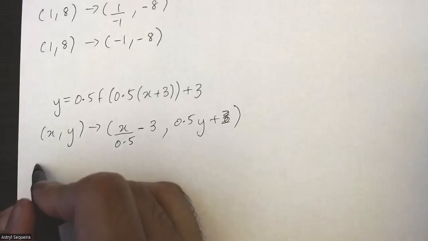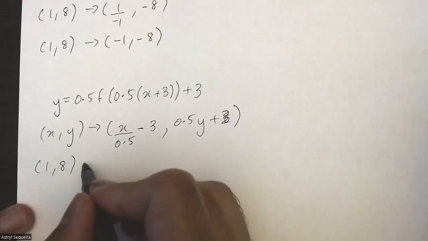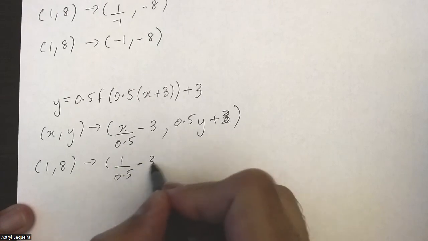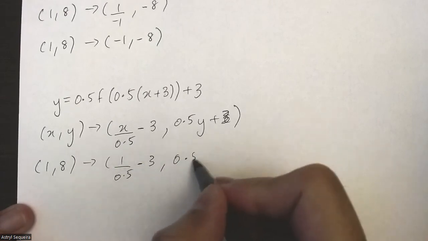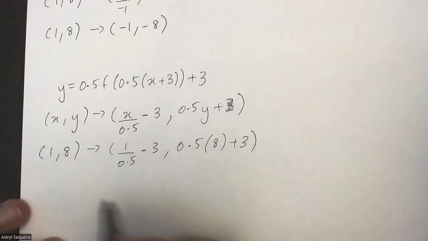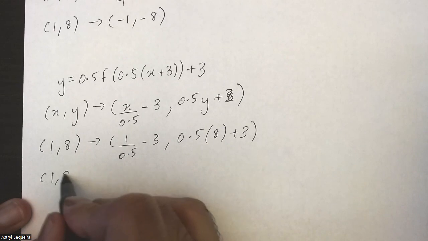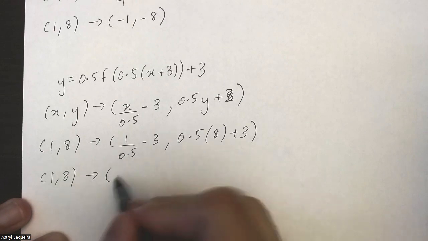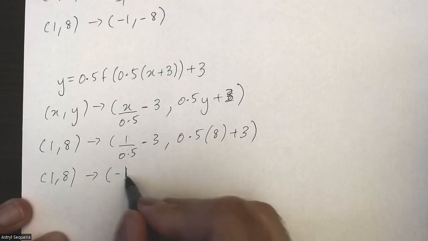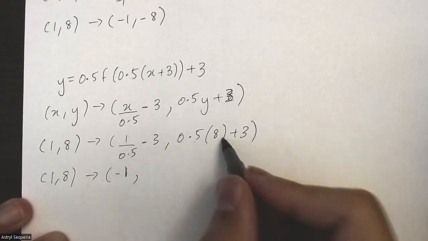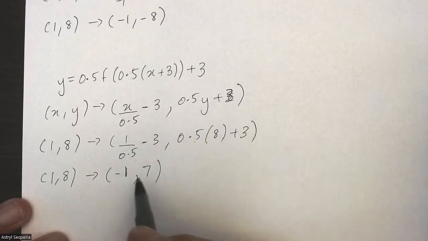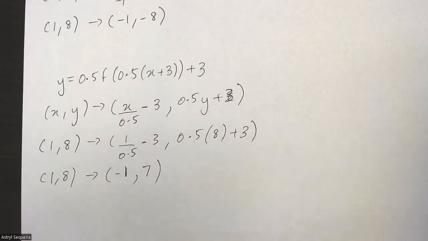Now I can just sub in my points. So (1, 8) gives me 1 over 0.5 minus 3, comma 0.5 times 8 plus 3. And I just have to do the calculations. So 1 over 0.5 is 2, 2 minus 3 is -1, and 0.5 times 8 is 4, 4 plus 3 is 7. So this is my final transformed point.